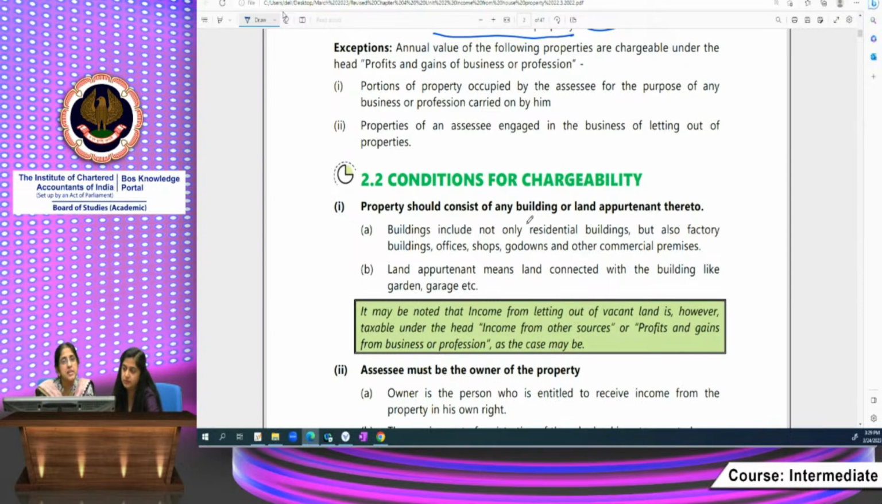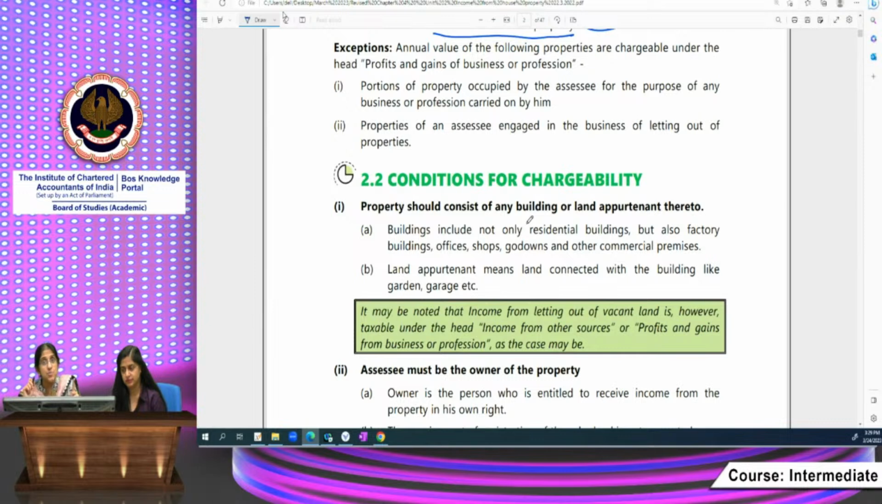Let me take a third case where I'm a builder, a constructor. I have built an apartment complex consisting of 200 flats, and I sell the property. But there is always a time gap between the time when the property is ready after construction and the time in which I sell it. So in the meanwhile, I let out some properties also.